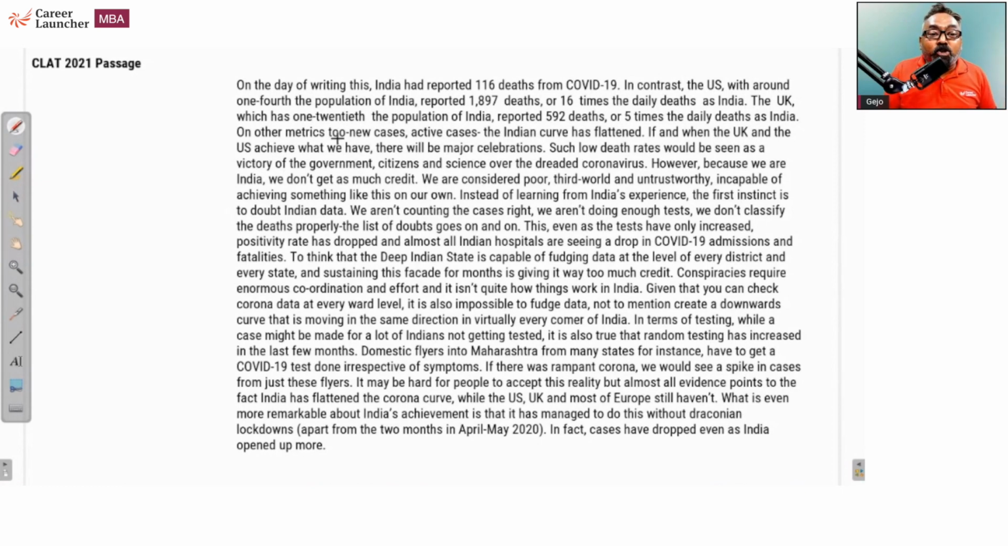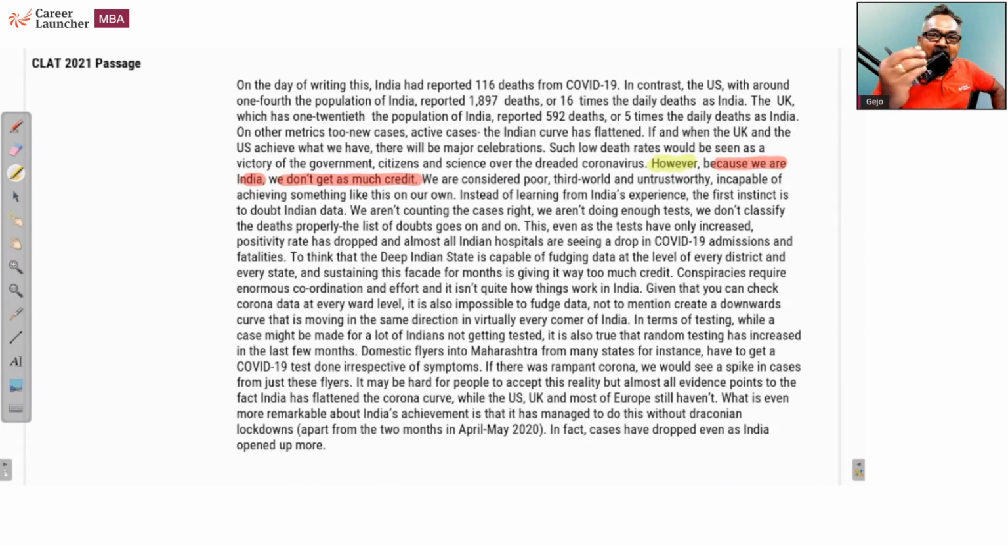On other metrics too, new cases, active cases, the Indian curve has flattened. If and when the UK and the US achieve what we have, there will be major celebrations. Such low death rates would be seen as a victory of the government, citizen science over dreaded coronavirus. However, the first signal, whatever happens next, is the point that the author wants to make. Because we are India, we don't get much credit. That is what the author is arguing.